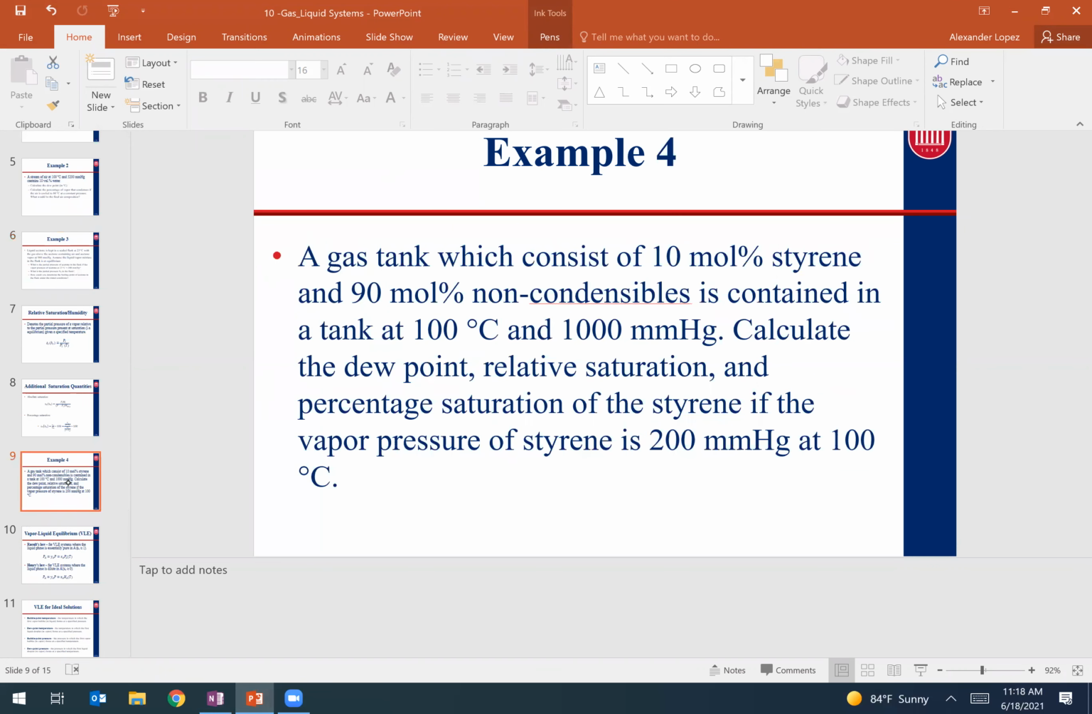Let's look at an example. I have a gas tank, 10 mole percent styrene and 90 mole percent non-condensable gas, whatever you want to call it. We made it in the tank at 100 degrees Celsius and 1,000 millimeters of mercury. What would be the dew point, relative saturation, and percent saturation of styrene, if the vapor pressure is 200 millimeters of mercury at that temperature?